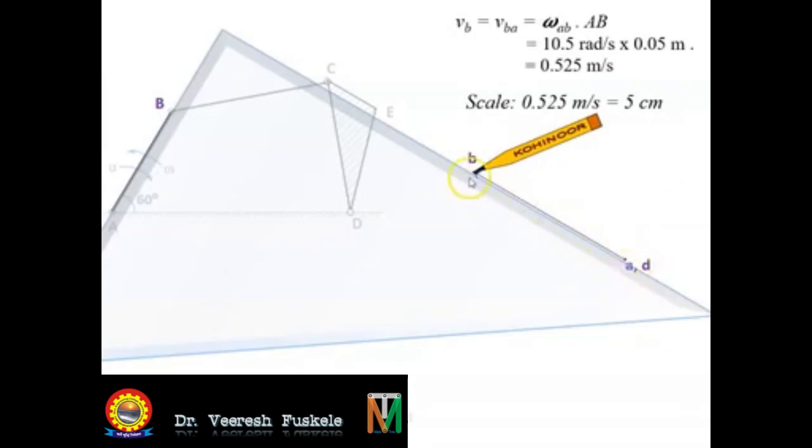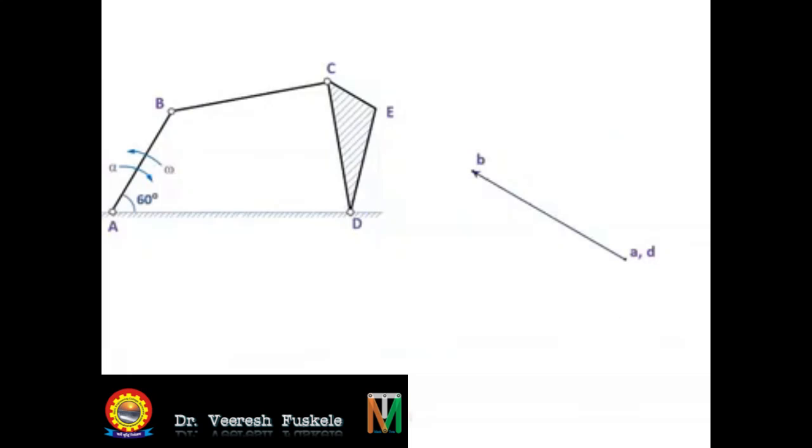So small ab is the velocity vector in the velocity diagram, and its length will be 5 cm, representing 0.525 meter per second. After drawing the velocity vector, we get the point b. Next we want the point c in the velocity diagram. Point c can be obtained either by bc or by cd.